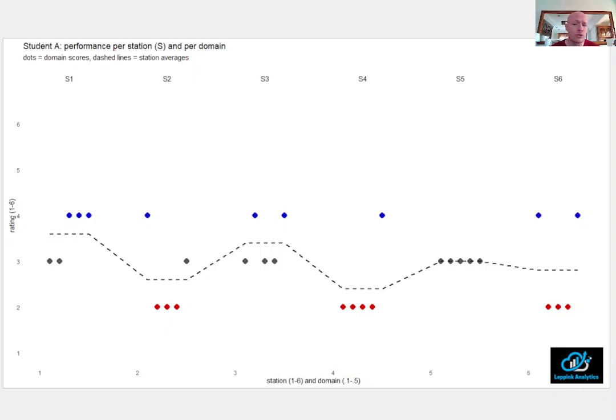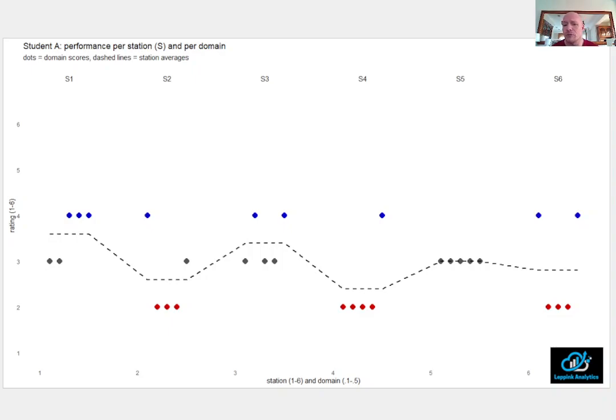The scores on the vertical axis here represent domain ratings, with 1 or 2 indicating below standard performance, 3 representing borderline performance, 4 indicating satisfactory performance, and 5 and 6 indicating a performance that is above or well above the expected standard. So the red dots for this candidate indicate a total of 10 poor ratings, whereas we have only 9 of the 30 ratings at the satisfactory level, and the remaining 11 ratings are borderline. This is clearly a candidate who struggles, really a borderline candidate.